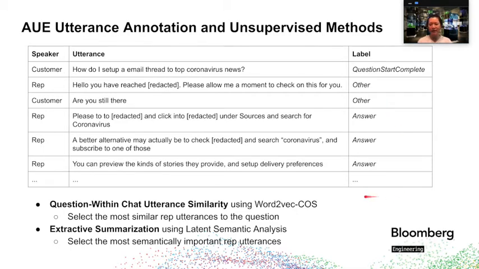If we have this kind of data, we can directly test our unsupervised methods. So for question within chat utterance similarity, we can use the same word2vec cosine we used before to represent the question as a vector, and all the utterances from the rep as vectors. And you can compute cosine distance to see which utterances are most similar to the original question. And those are the assumed answers. And for extractive summarization, you can use something like latent semantic analysis, trying to treat this whole utterance text as a document and pick the most semantically important utterances from the rep, and those are assumed answers.